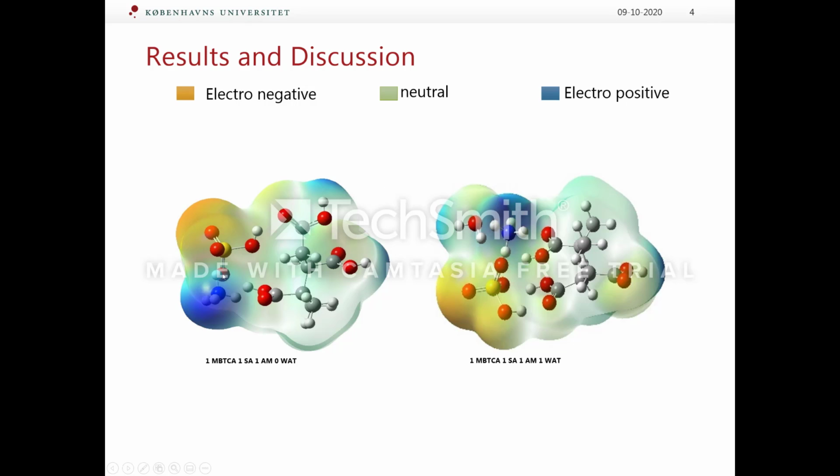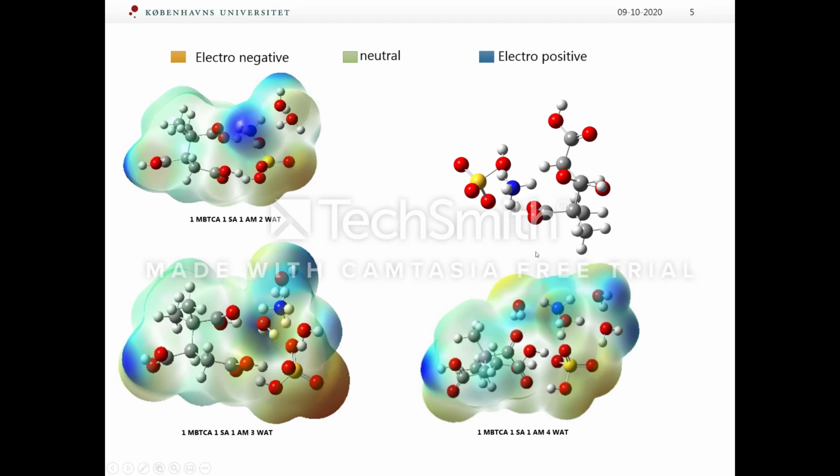In the original system, without any water, around ammonia we see there's a lot of electropositive energy, and around sulfuric acid there's real electronegative energy. When we place a water molecule into the system, it is placed around ammonia, and this contributes to also electropositive area, as we can see. Adding more water molecules into the system, the two water molecules are placed close to each other, but still close to the ammonia.